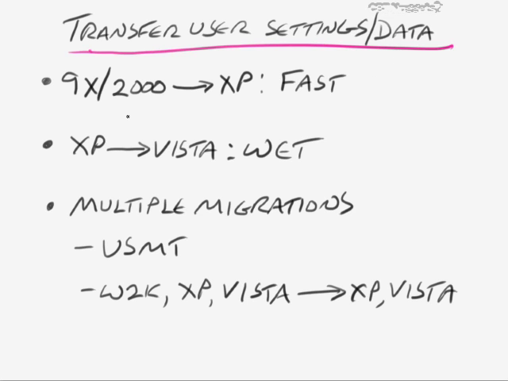Now, the way this would work, for example, is if I started off with Windows 9x, 95 or 98, or Windows 2000, and I wanted to upgrade from one of those operating systems over to Windows XP, then I could use something called FAST, or the File and Settings Transfer Wizard.